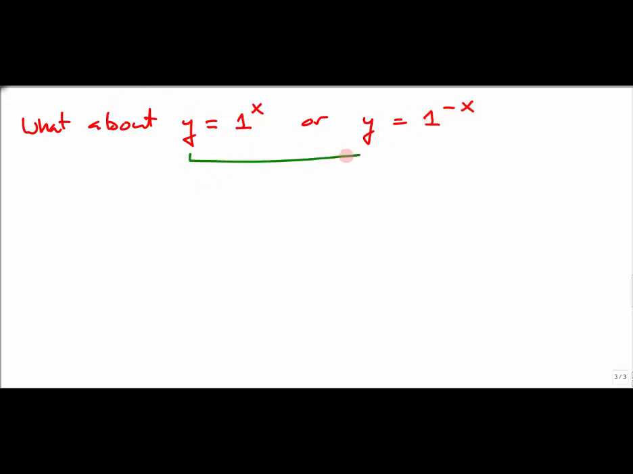Now, I brought up something that I should have brought up a little bit earlier, but what about the function y equals 1 to the x? We talked about a 3 to the x, a 10 to the x, a 5 to the x, or y equals 1 to the negative x. What do these graphs look like? Well, we know 1 to any power is just going to be 1, so this is just a horizontal line. 1 to any power is still just 1. So both of these are just horizontal lines. No exponential growth or decay.